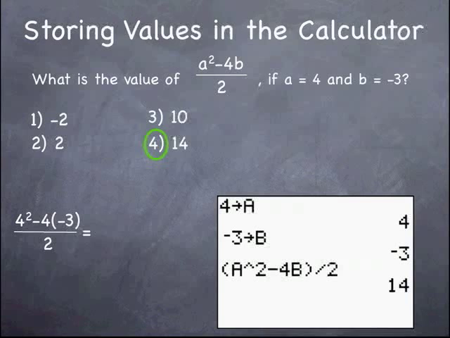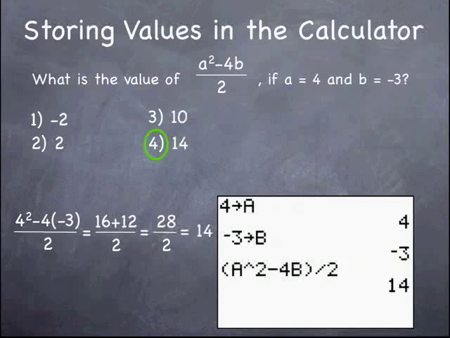4 squared minus 4 times negative 3 all over 2. When I simplify the numerator, 4 squared is 16. I have negative 4 times negative 3, which is positive 12. So my numerator would turn into 16 plus 12, all over 2. I simplify further, and I end up with 28 over 2. And if I do the simple division, 28 over 2, it equals 14.